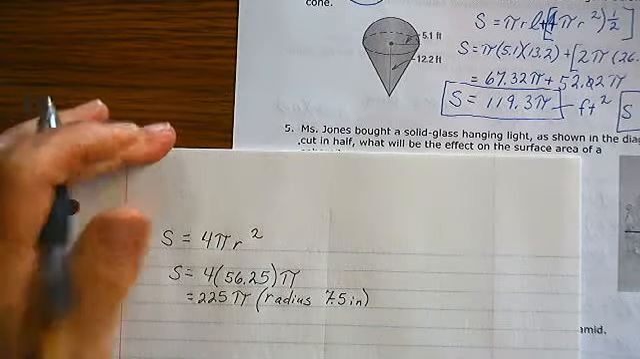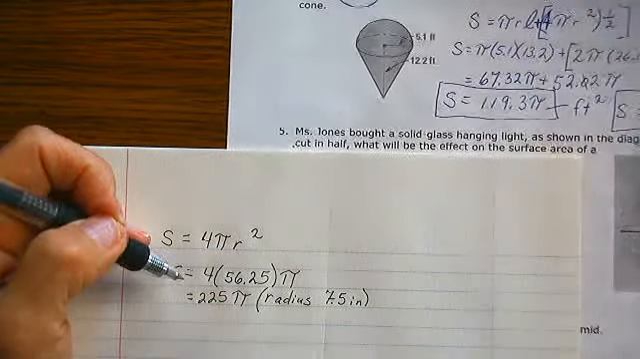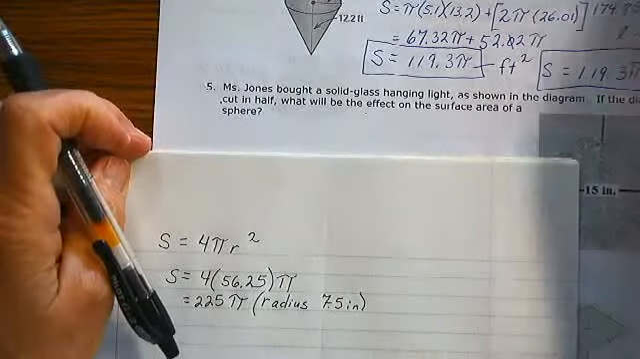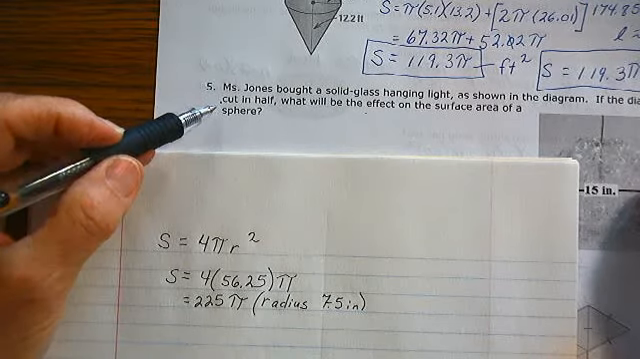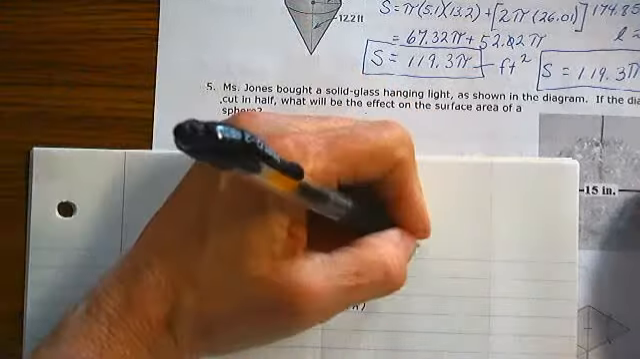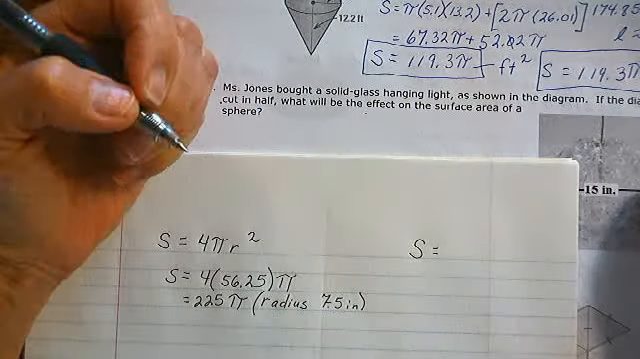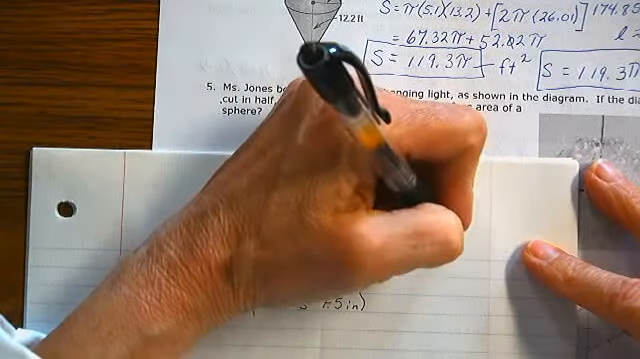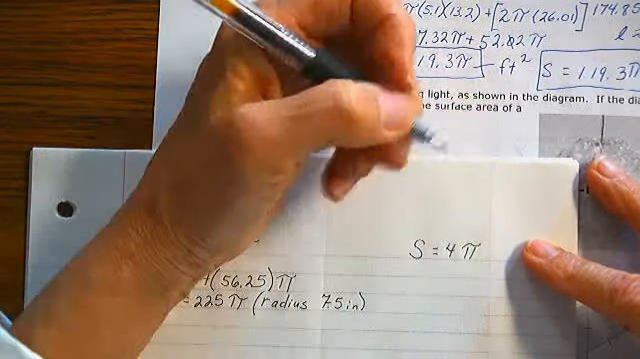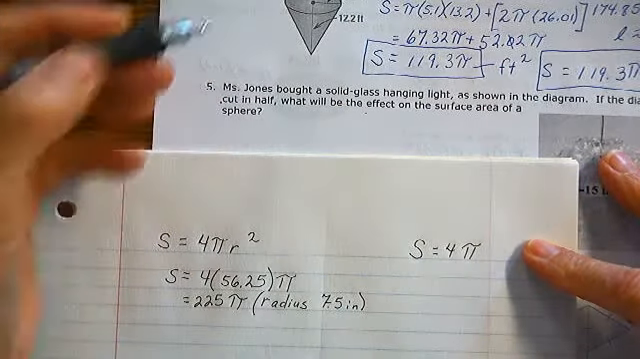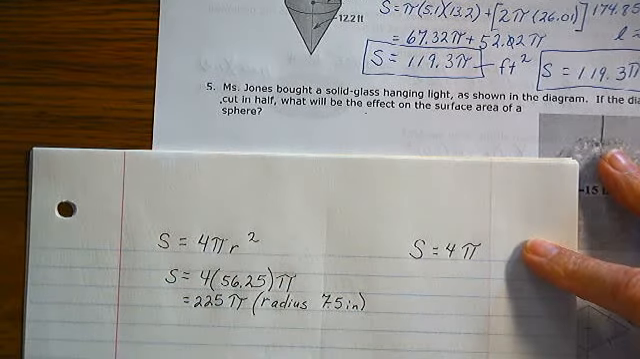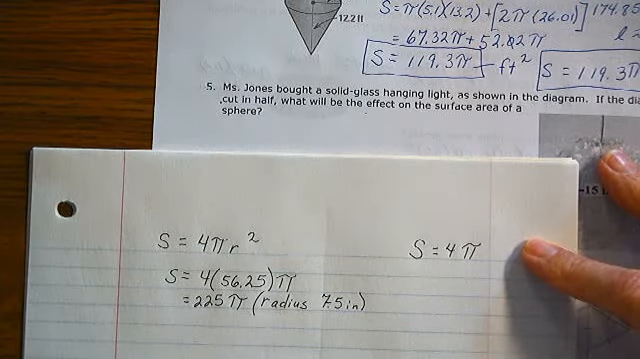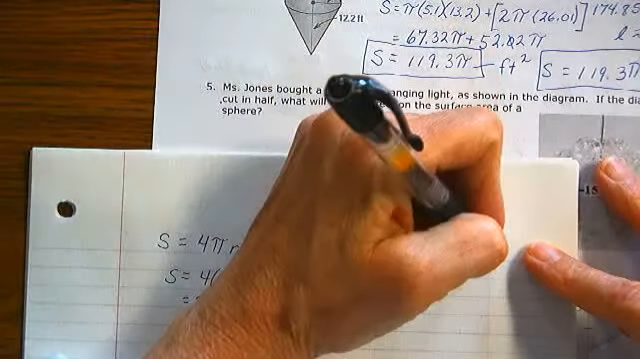Now, does the question mean Ms. Jones gets a second light with a diameter half the size of this one? If that's true, then Ms. Jones has a surface area for the new light of 4 pi. Now, we've cut the diameter in half. That would give a diameter of 7.5 inches. 7.5 inches divided by 2 would give us then a radius of 3.75 inches.